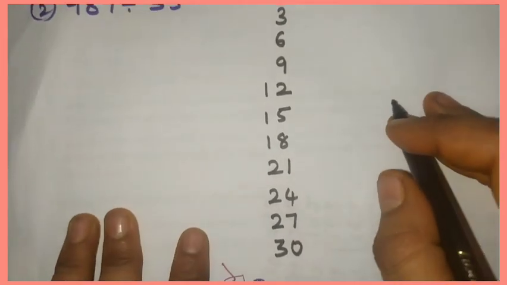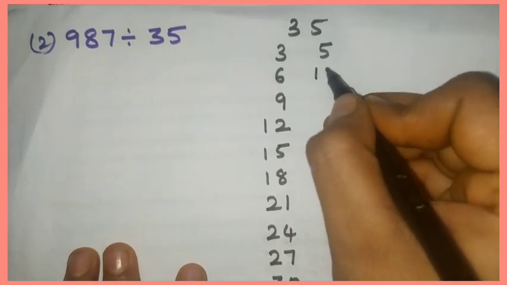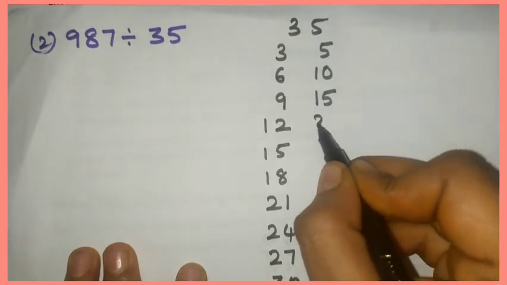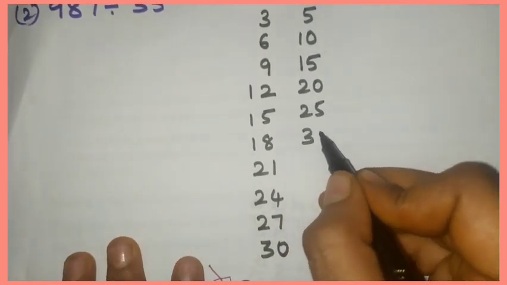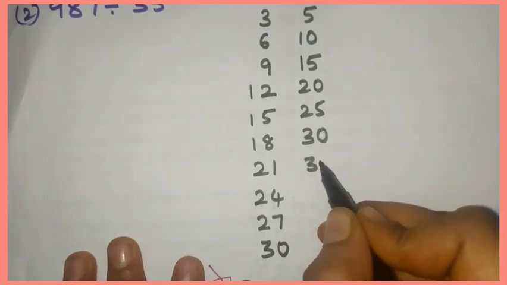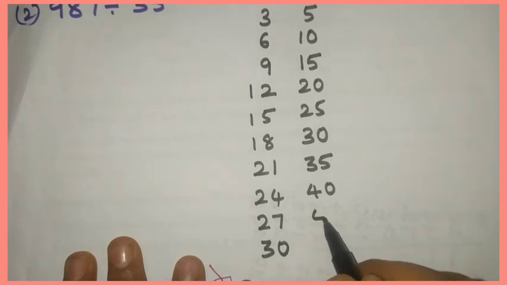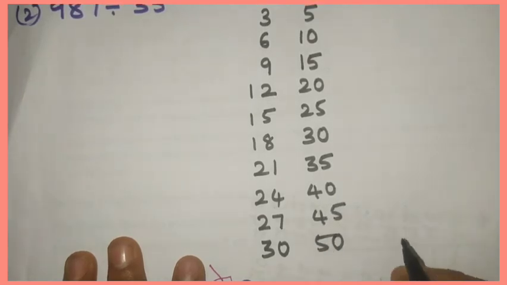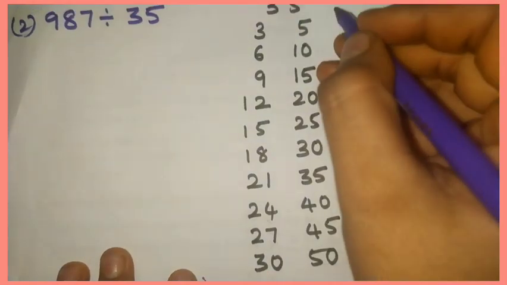Now we'll write the 5 table here. 5 ones are 5, 5 twos are 10, 5 threes are 15, 5 fours are 20, 5 fives are 25, 5 sixes are 30, 5 sevens are 35, 5 eights are 40, 5 nines are 45, 5 tens are 50. Now we have to write the 35 table here.